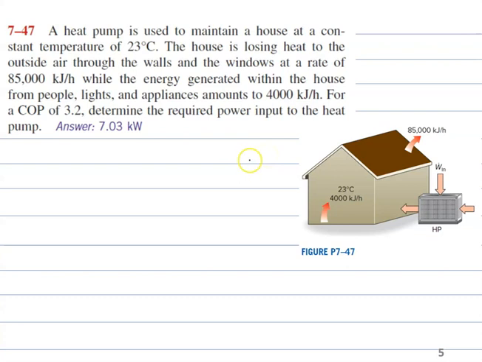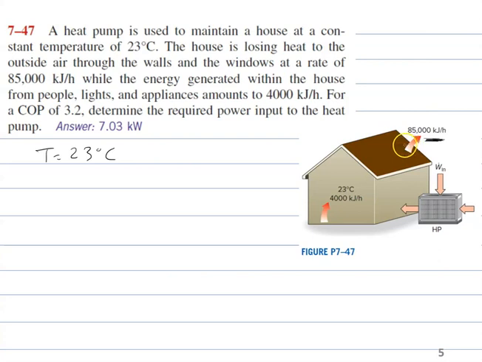A heat pump is used to maintain a house at a constant temperature of 23 Celsius. The house is losing heat to the outside air through the walls and the windows at a rate of 85,000 kilojoule per hour. Okay, so the house loses heat by this amount. So there is heat loss through the wall and the windows.